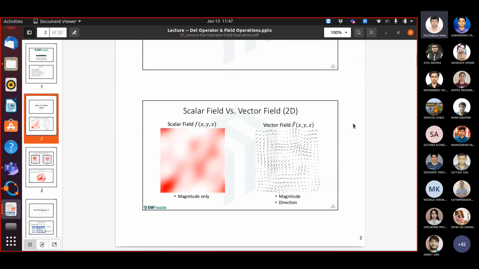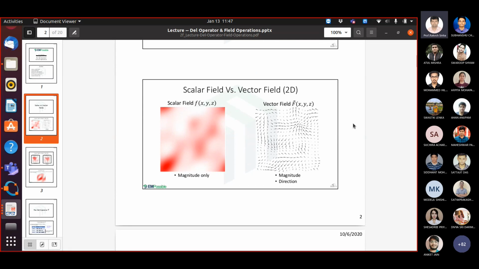So let's see. You have a three-dimensional volume, and inside that volume, the magnitude is varying. Darker means you have low field strength, and lighter, or whiter, means higher field strength.